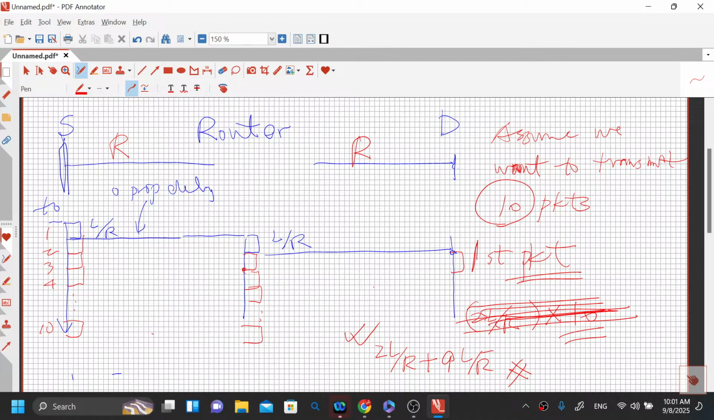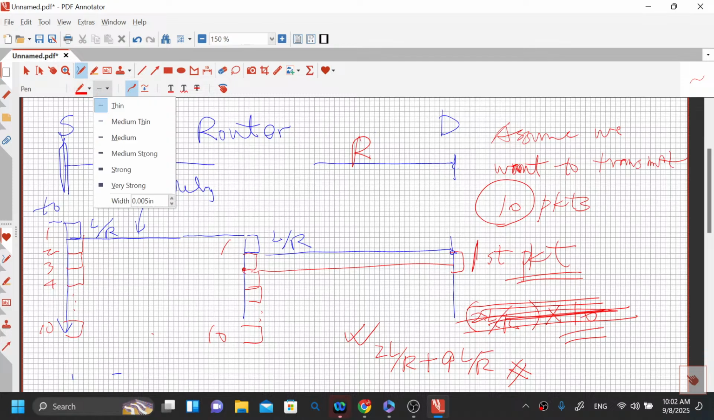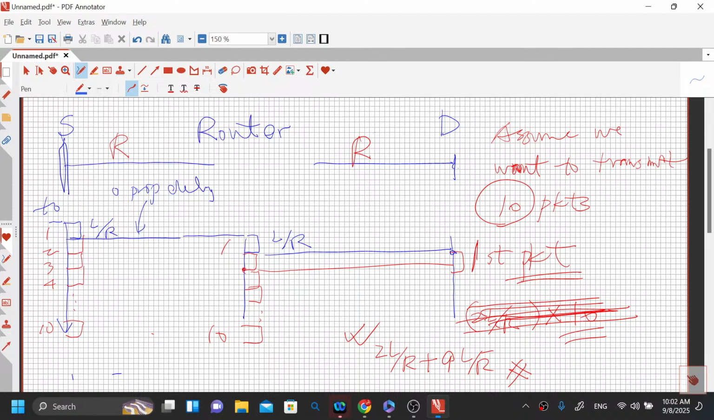Then we have the labels 1 to 10 and 1 to 10. And for the remaining, actually just 1 L over R difference. So it should be the first one, and for the remaining 9 packets, each one has a separation of L over R. So finally it should be this. Let me emphasize this again. This one is wrong, and this one is correct.